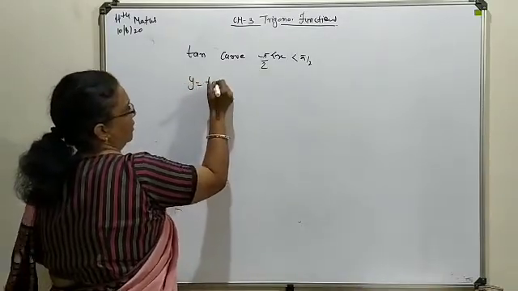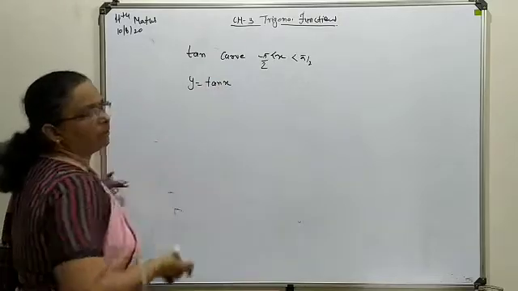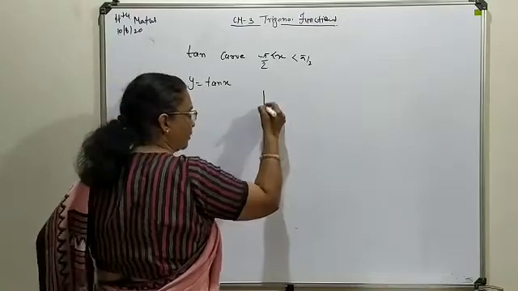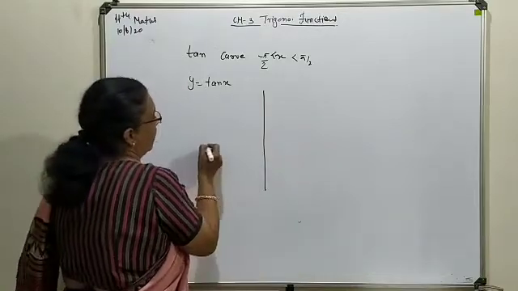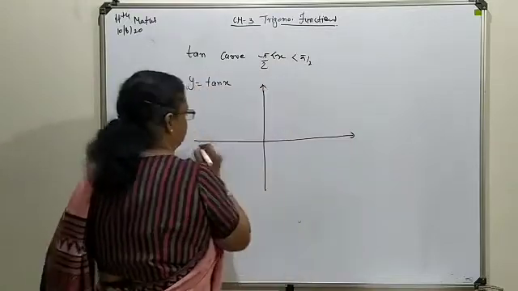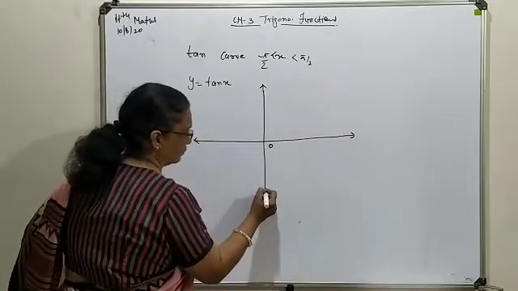Now here we take y as tan of x. Directly we try to understand the graph of the tangent. So it will be very clear to you what is going to happen with the tangent curve and why it is quite different.